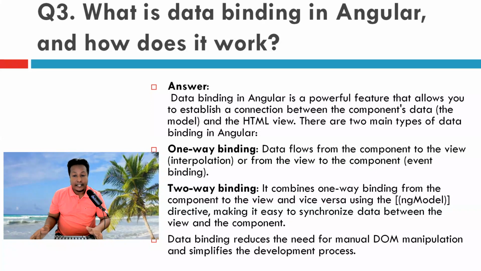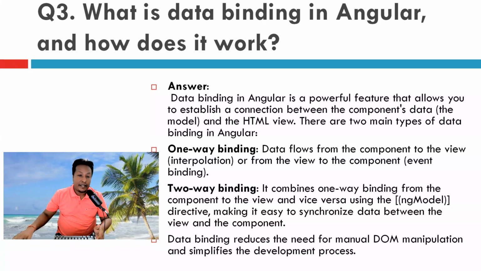In one-way binding, data either flows from the component to the view, which is called interpolation, or from the view to the component, which is called event binding. And two-way binding combines one-way binding from the component to the view and vice versa. So if you change something in the view, it will change in the component, and if you change something in the component, it will change in the view. So this is called two-way binding. Data binding reduces the need for manual DOM manipulation and simplifies the development process.